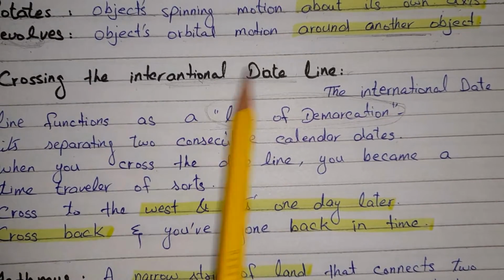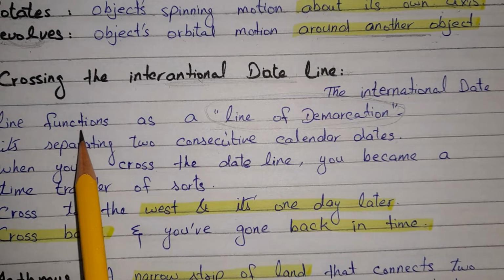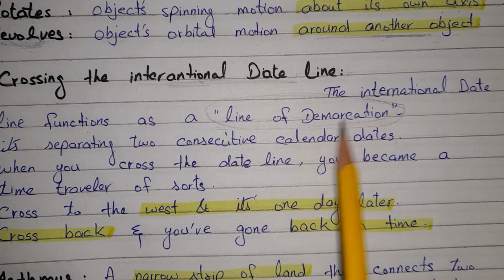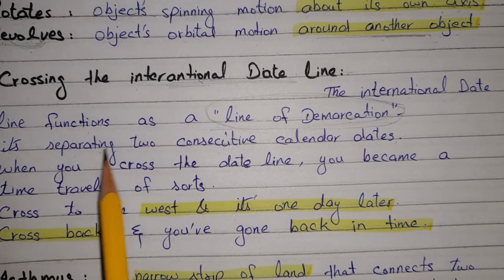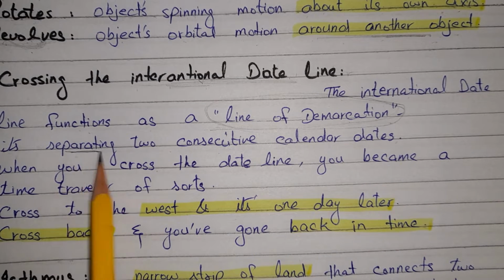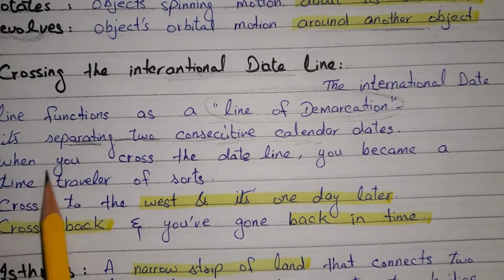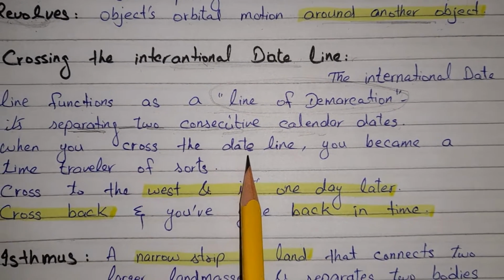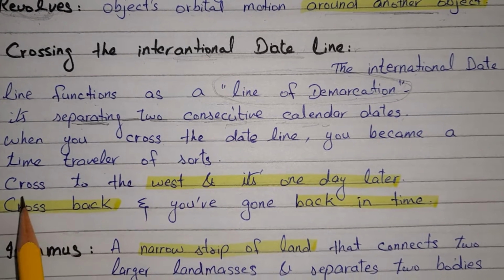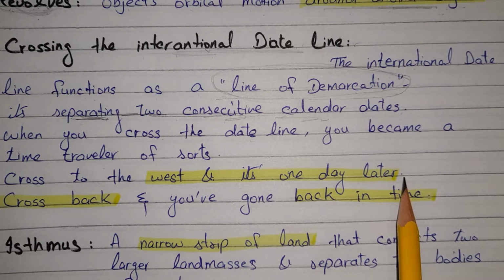Crossing the international date line means the international date line functions as a line of demarcation. It separates two consecutive calendar dates. When you cross the date line, you become a time traveler of sorts. Cross to the west and it's one day later.